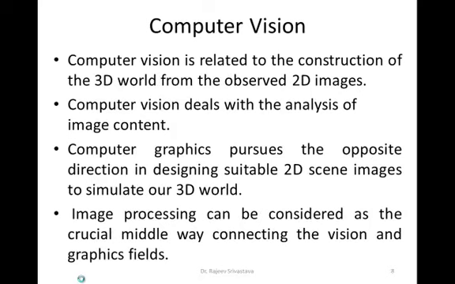Computer vision. Computer vision is related to the construction of the 3D world from the observed 2D images. Computer vision deals with the analysis of image content. Computer graphics pursues the opposite direction, designing suitable 2D scene images to simulate our 3D world. Image processing can be considered the crucial middle way connecting the vision and graphics fields.